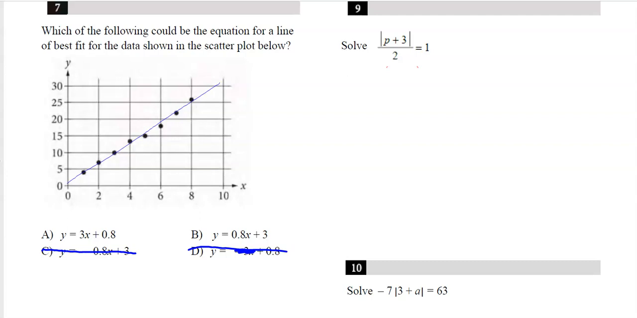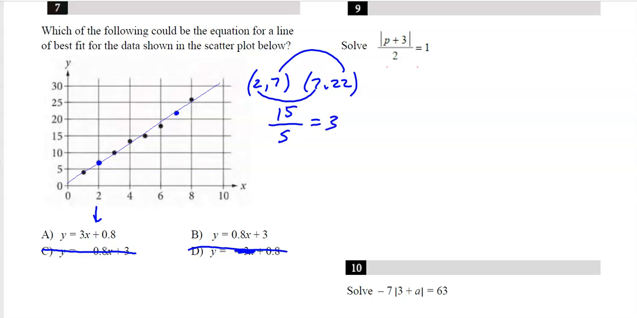The intercepts, it's kind of close. I would lean towards this one just by peeking at the intercepts, but I might want to pick a couple dots. For instance, that dot is about at 2.7. Another dot that's pretty close to the line is 7, call it 22. And when I do change in y over change in x, I get a slope of 3. So I'm going to go with A there.